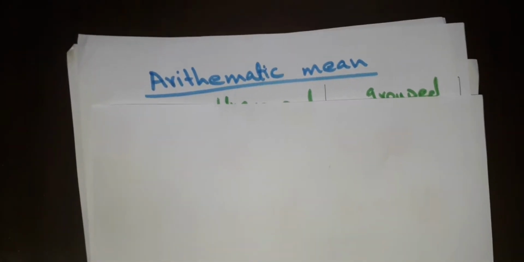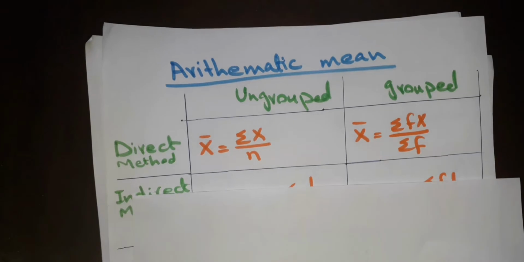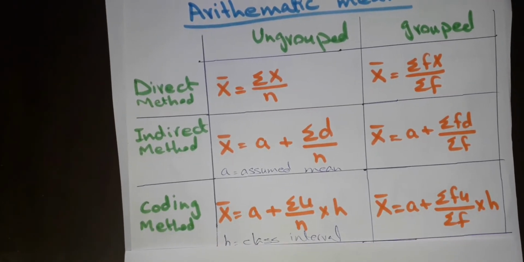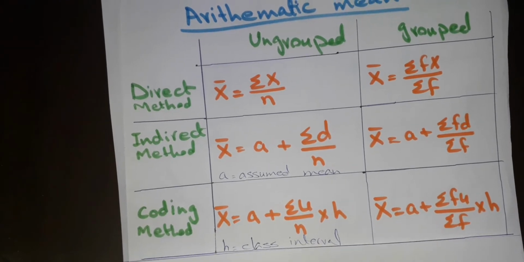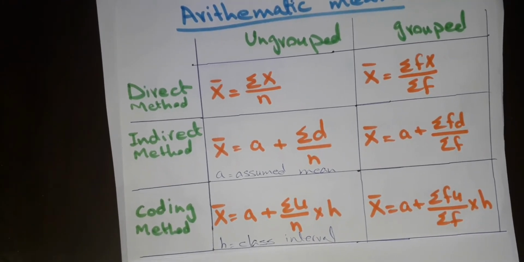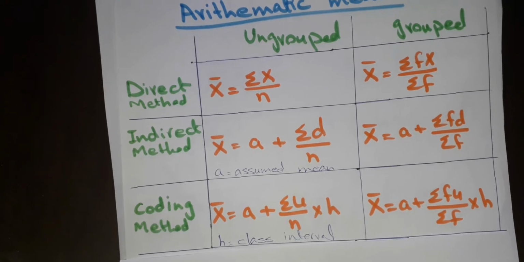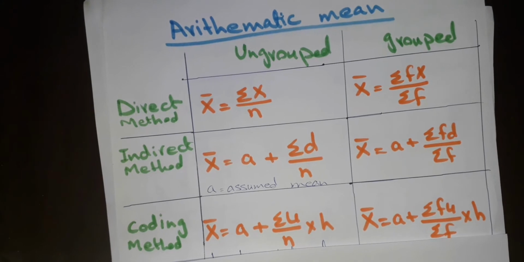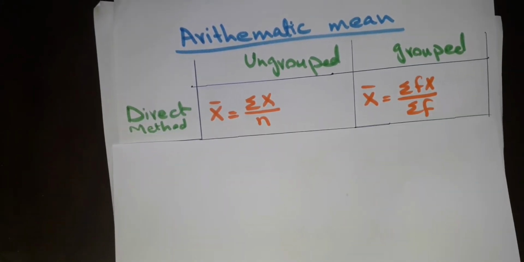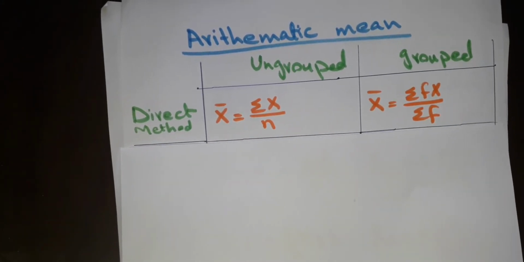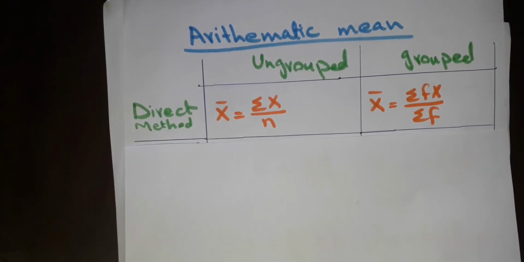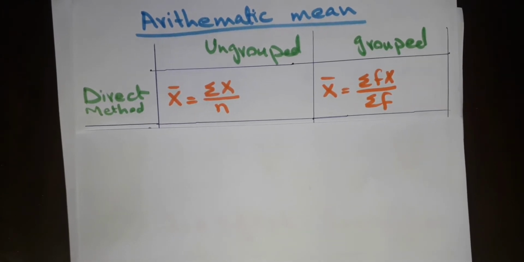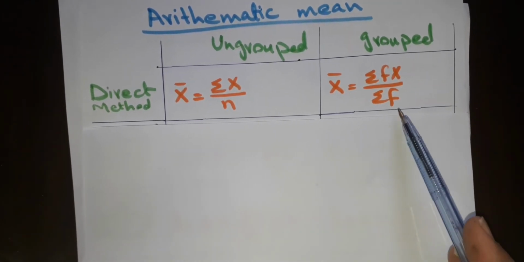The formulas of arithmetic mean are here. We have three formulas: direct method, indirect method, and coding method, for both ungrouped and grouped data. Direct method has two formulas, ungrouped and grouped, which is a very easy formula. As all of you know, x bar is equals to summation x over n. It is the ungrouped formula, and the grouped formula is summation fx over summation f.